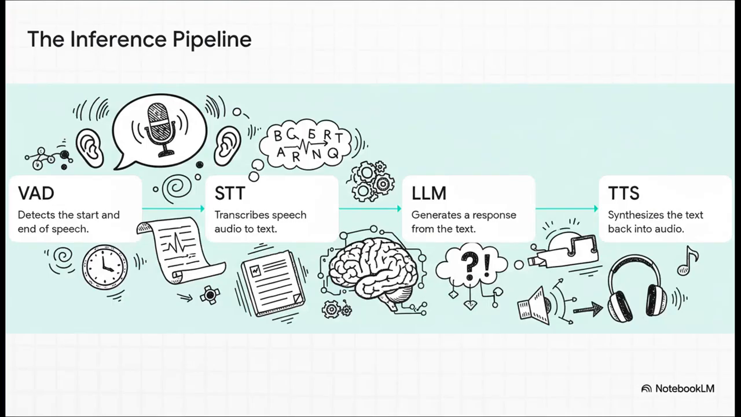So this is the classic four-step pipeline. First, the system has to realize you're even talking. Then it has to turn your speech into text. That text gets fed to the large language model to come up with a reply. And then finally, that text reply gets turned back into audio. Each component hands off its work to the next one in line.